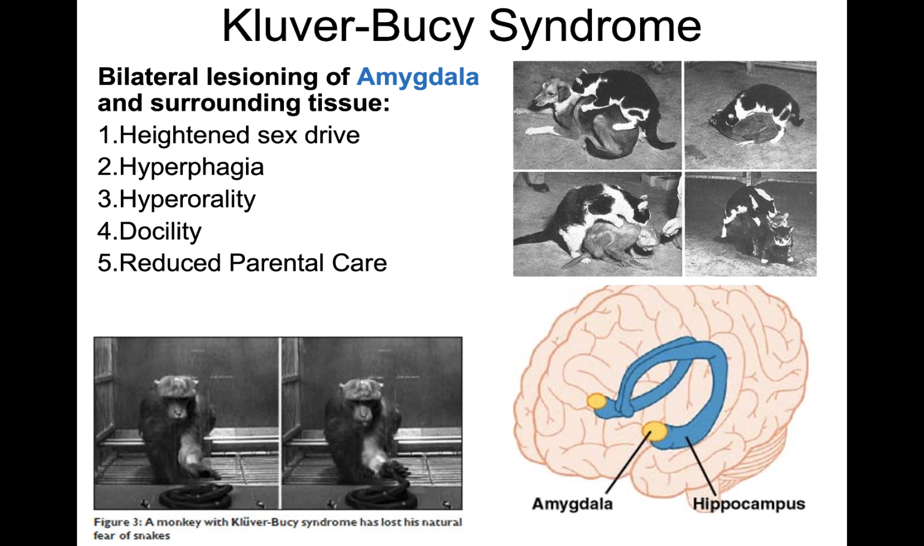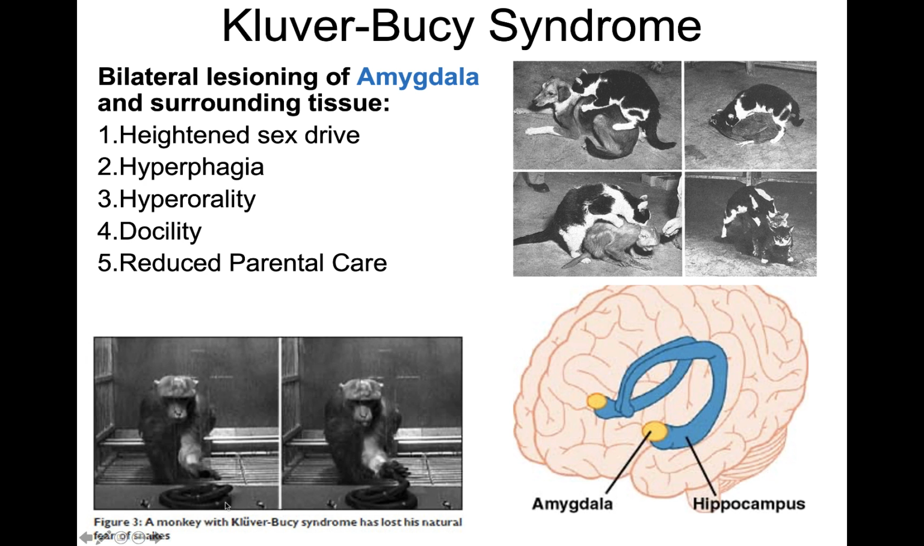So what you will see is there's a heightened sex drive. There's hyperphagia, which is eating. Hyper means more, phagia means to eat. So if you remember macrophages, to eat, big eater. So hyperphagia is increased eating. So it's eating more. Hyperorality is putting things in its mouth. And then also lesions in this area cause you to have no fearfulness.